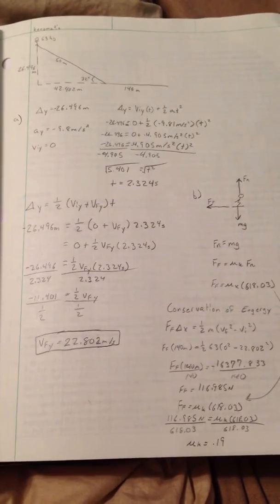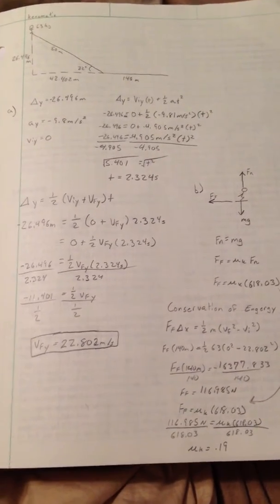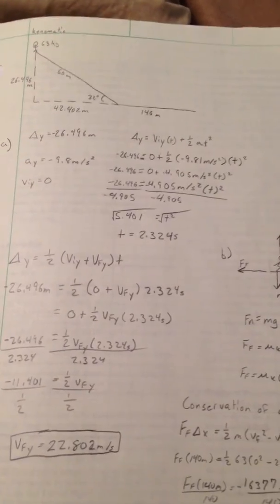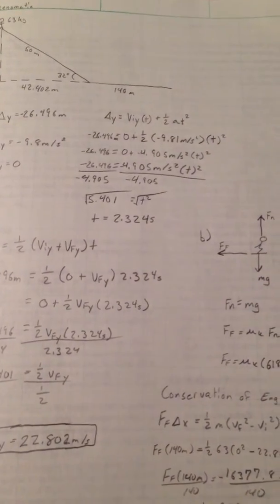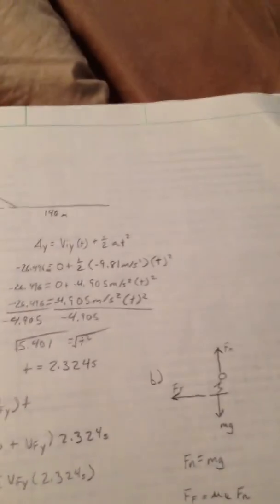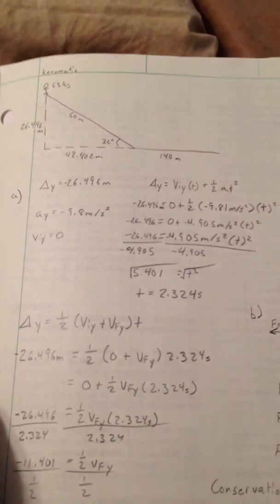This is a reassessment for kinematics, and as you can see at the top, I have what they're drawing. A skier is going down a slope, a frictionless slope, that's 50 meters long at a 32-degree angle.